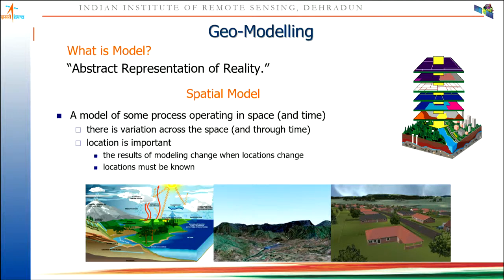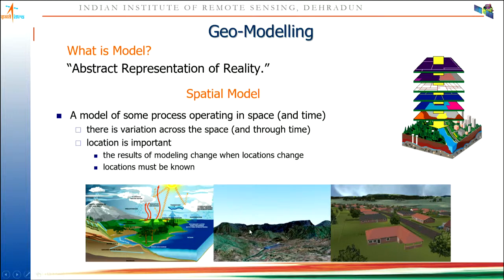But in the case of geomodeling, the spatial model is basically a model of some process or operation in space and time. There is a variation across space and through time. Location is important here. The result of modeling changes when location changes, and location must be known. When I say geomodeling, these are location-specific models. When I talk about the data model, that is a totally different issue. But here you are developing location-specific models, that is, you are trying to understand the representation in the form of an abstract.